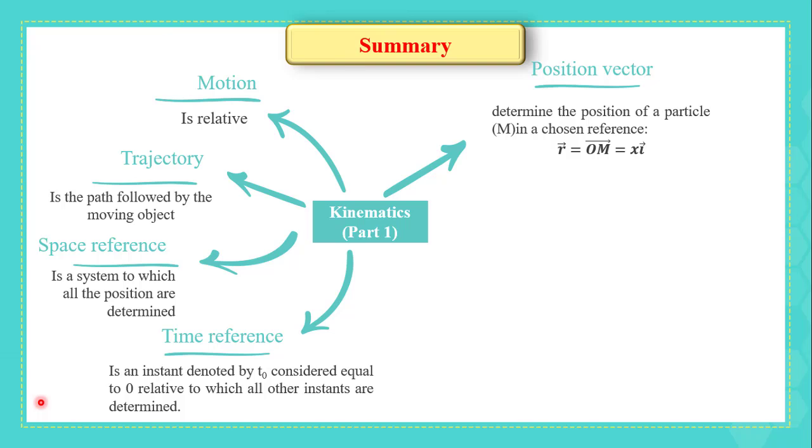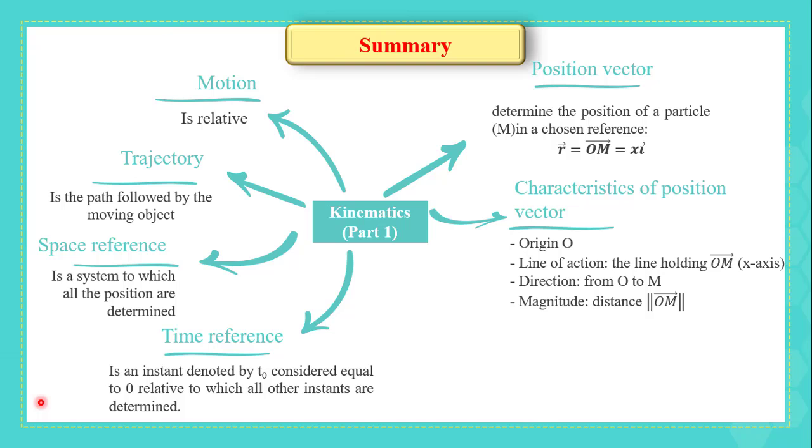We've learned that the position vector determines the position of a particle M in a chosen reference, where r vector is equal to OM vector is equal to x i. The characteristics of the position vector are as follows: the origin O, the line of action, which is the line holding OM, which is the x-axis, the direction from O to M, and the magnitude, which is the distance or the norm of the vector OM. Also, we have finished by talking about the way of calculating the average speed, which is dividing the total distance by the total duration of time.